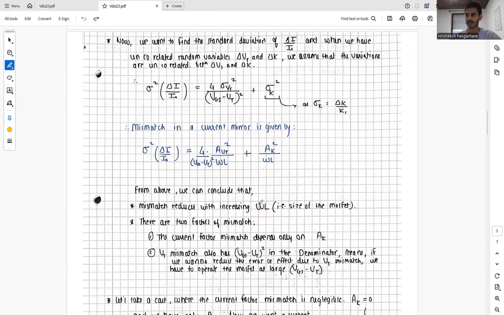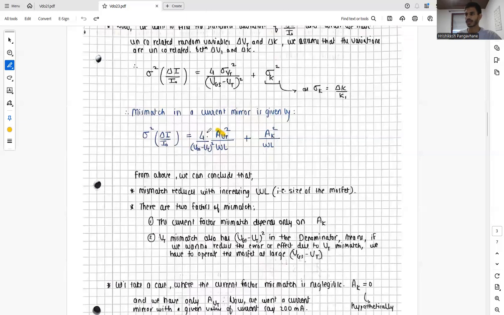And there are two factors of mismatch. One factor is the current factor mismatch, which depends only on AK, and the Vt mismatch also has (Vgs minus Vt) square in the denominator, which means if we want to reduce the effect due to the Vt mismatch, we have to operate the MOSFET at larger Vgs minus Vt values.